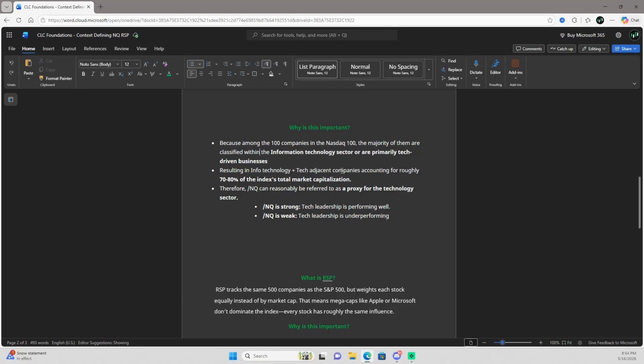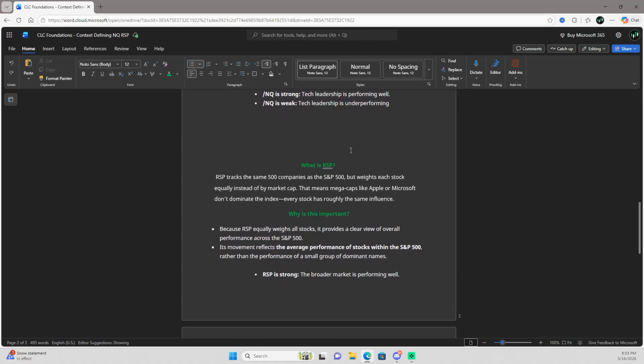So basically we can just call the NASDAQ tech, right? It is a proxy for the technology sector. So if NQ is strong, what that's revealing to us is that the tech leadership is performing well. On the other side, if it's weak, tech leadership is underperforming. And as I said, later on, we'll understand why this is actually relevant for S&P 500 futures trading. But just understand that the NASDAQ is a proxy for the tech sector.